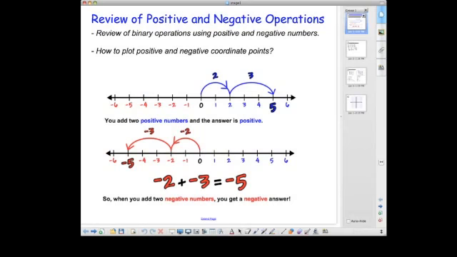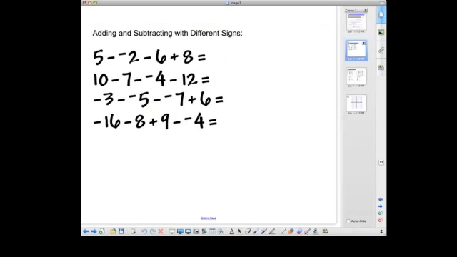If we're adding and subtracting with different signs or with mixed signs, one of the best tools you can use is the number line. Another tool you can use is some of the rules that we've talked about in the past. So the first example here, 5 minus negative 2 minus 6 plus 8.